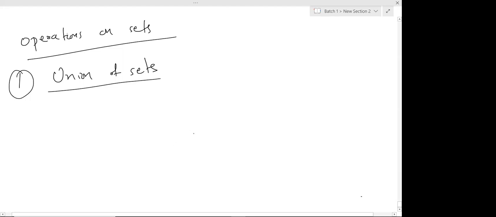This symbol U is used to denote the union. Universal set is also represented by U and union is also represented by U. Symbolically we write A union B. Clear?